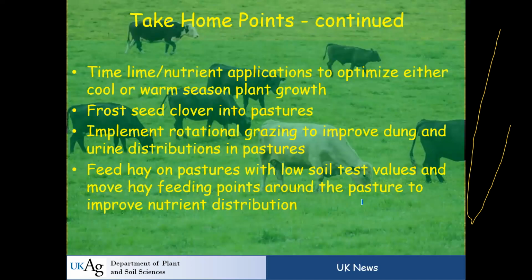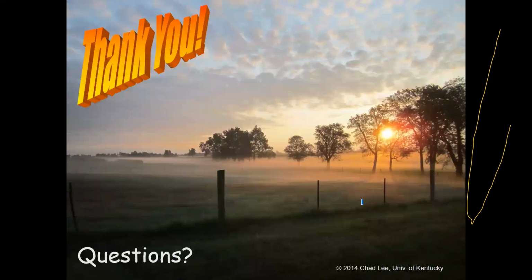Time your lime and nutrient applications to optimize either cool or warm season plant growth. In pastures, you also have the option of frost seeding clover, which gives you another nitrogen source that you can benefit the pasture with. Implement rotational grazing to improve dung and urine distributions, and feed hay on pastures with low soil test values and move the hay feeding points around to improve the nutrient distribution.